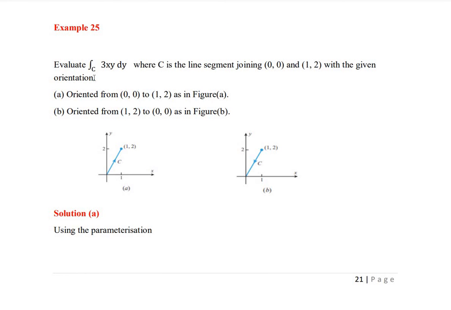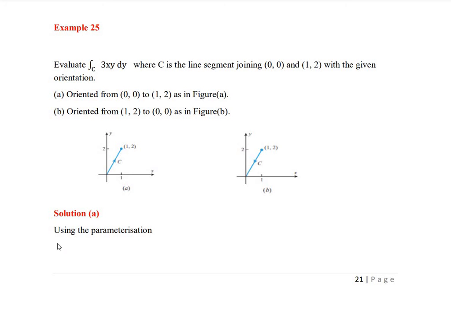Next one: evaluate the integral over C of 3xy dy, where C is the line segment joining (0, 0) and (1, 2) with the given orientation. We have two orientations: oriented from (0, 0) to (1, 2) as in figure A, and oriented from (1, 2) to (0, 0) as in figure B.